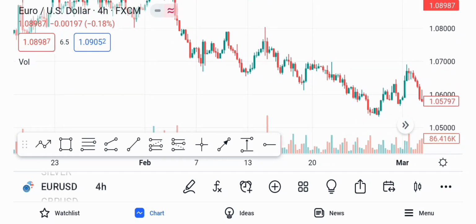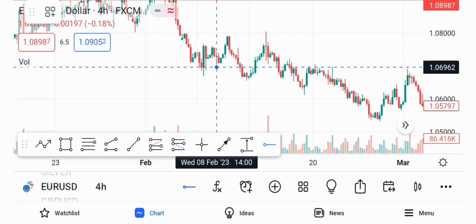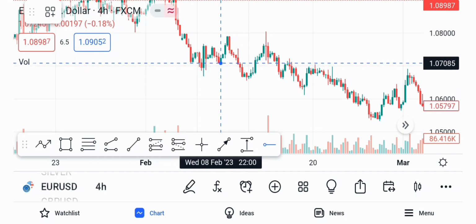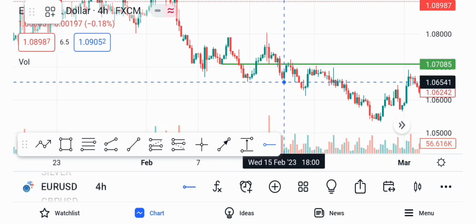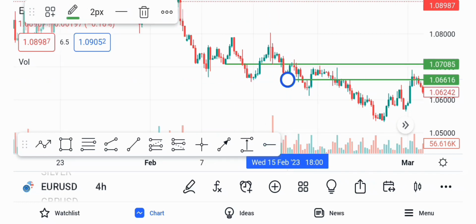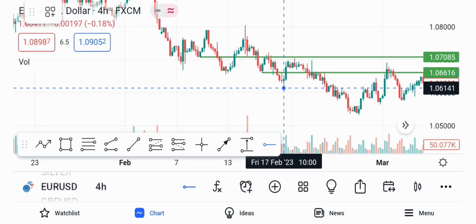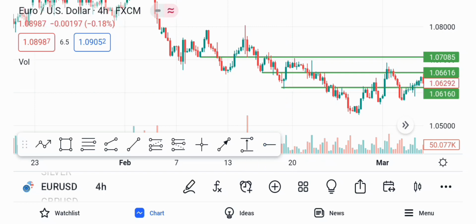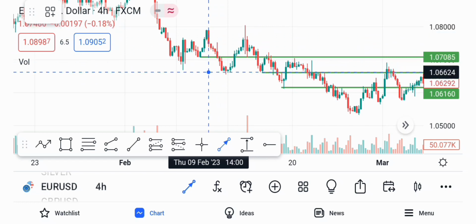As you can see, this is a perfect example of our downtrend, bullish trend. Let's mark our key resistance levels. Key resistance. These are our key resistance levels. We have marked them.